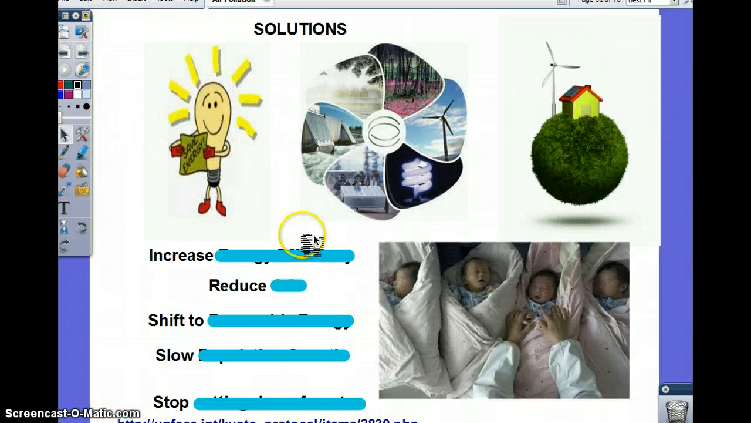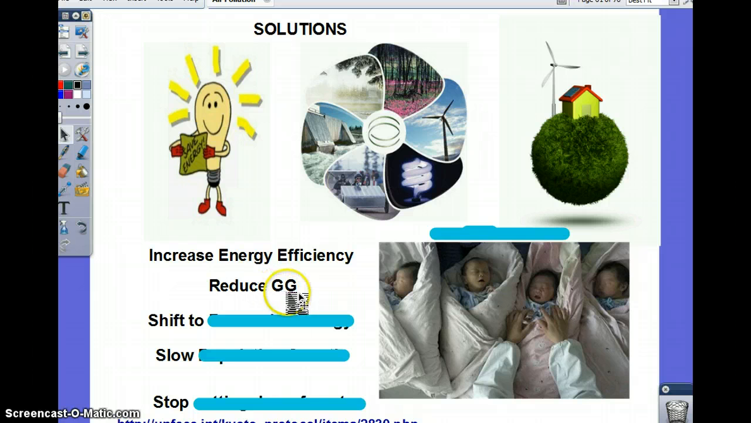We do have solutions to global warming, or climate change. They're going to be really relative to all the solutions we've been talking about in the previous units. If you improve energy efficiency, you're going to reduce the need for the burning of fossil fuels, which is going to reduce greenhouse gas emissions and slow down the rate of global warming or climate change. Key would be shifting to renewable energy.